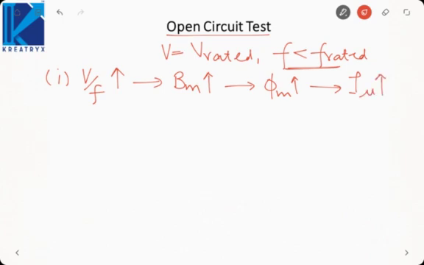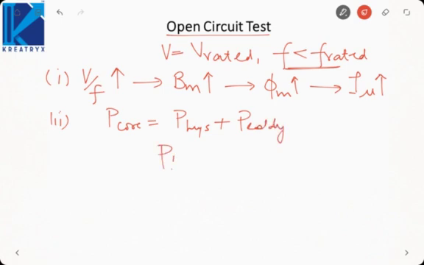Since voltage is constant and frequency is reduced, V by F will increase, and we know the maximum magnetic flux density is directly proportional to V by F. It will increase, and so will the flux in the transformer. The flux in the transformer will also increase, which will require more magnetizing current from the source. So the first consequence is that the magnetizing current increases. Next, we will see in the next lecture that core loss is composed of hysteresis and eddy current loss.